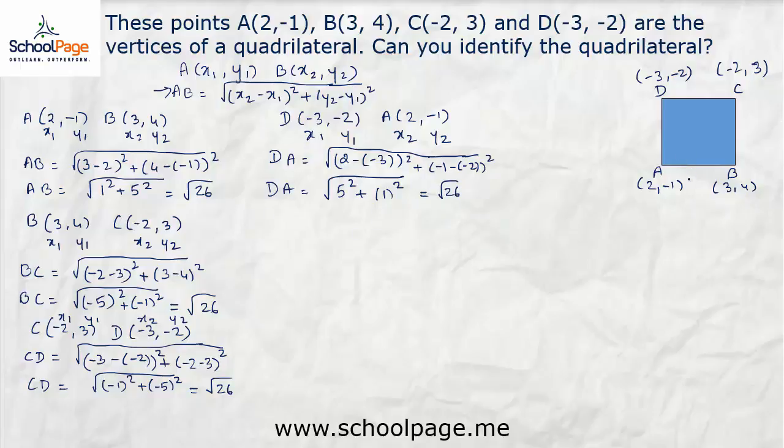Now we have found AB as root 26, BC as root 26, CD as root 26 and DA as root 26. Since all the lengths are equal, the quadrilateral is a square or a rhombus. Now we have to find out if the quadrilateral is a square or the rhombus. For this we find the distance of the diagonals. Let us find the distance of the diagonal AC.